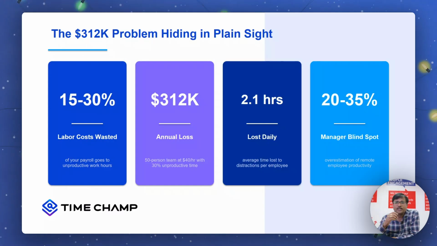So why don't managers say this? I'll tell you the reason. Because traditional management relies on output-based reviews. You measure deliverables, project completions, and quarterly goals. That approach catches severe underperformance, the employee who misses every deadline, but it completely misses the 15 to 30% efficiency gap that exists even among your good performers. Find it interesting, right?